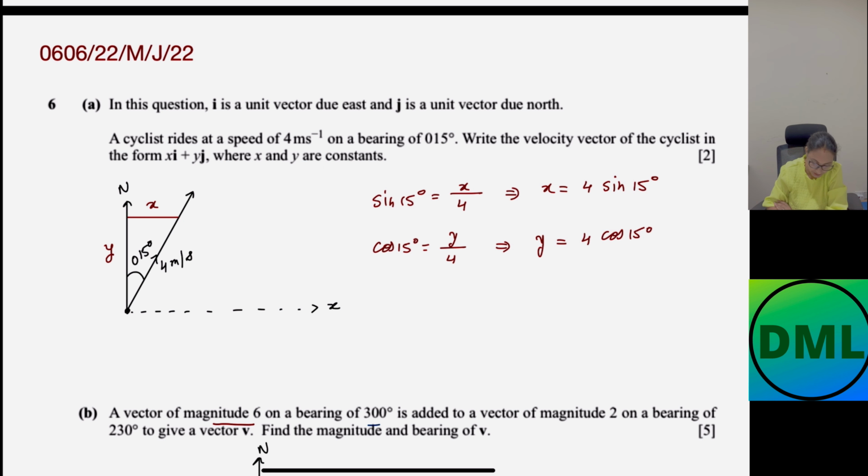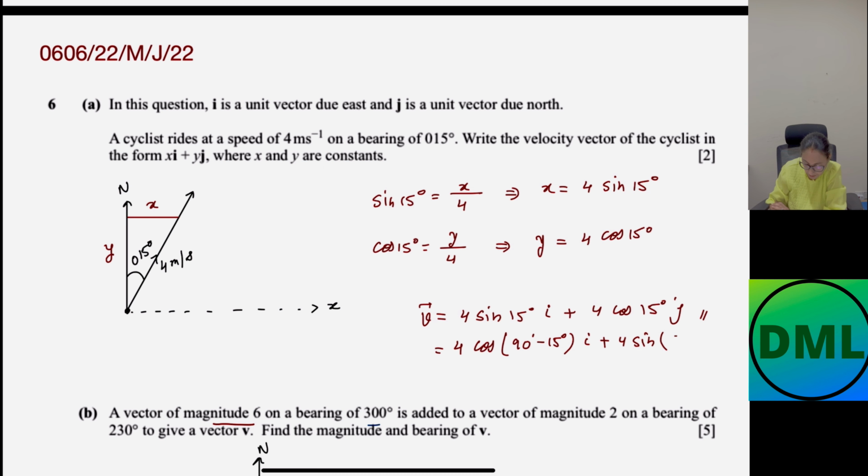Let's write down our velocity vector. Velocity vector will be given by 4 sine of 15 degree i plus 4 cos 15 degree j. This is my velocity vector. You can write down the answer like this also. This will be written as 4 cos of 90 degree minus 15 degree i plus 4 sine of 90 degree minus 15 degree j. If I calculate that, that will be equal to 4 cos 75 degree i plus 4 sine 75 degree j. That will be my velocity vector.